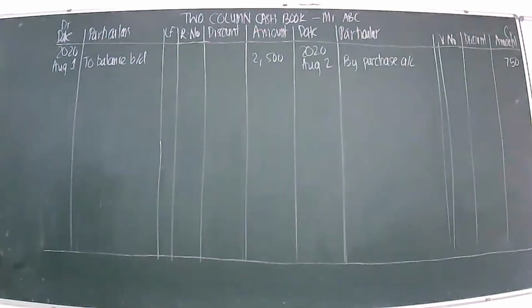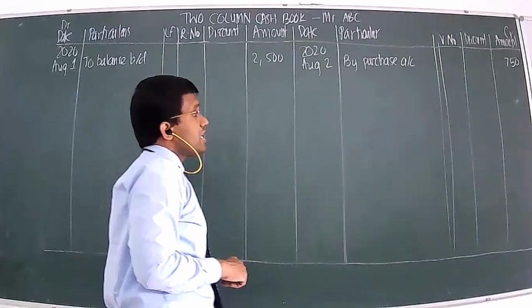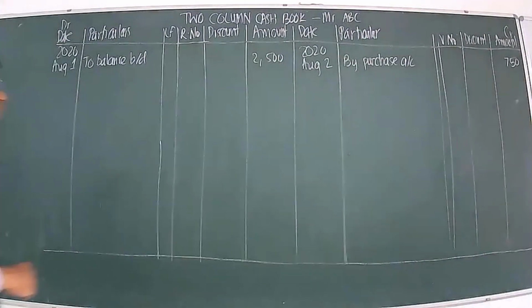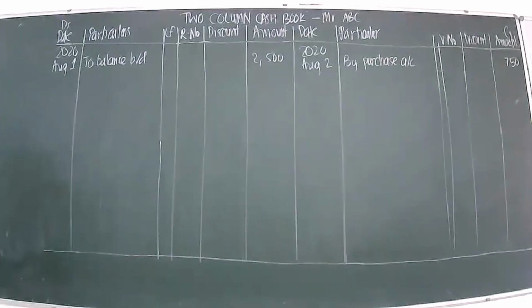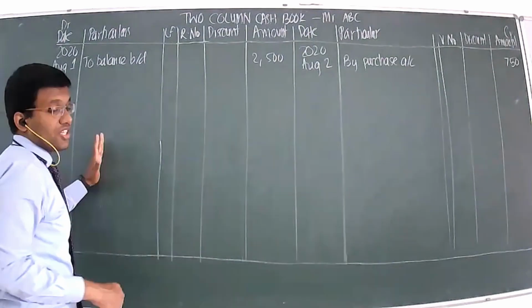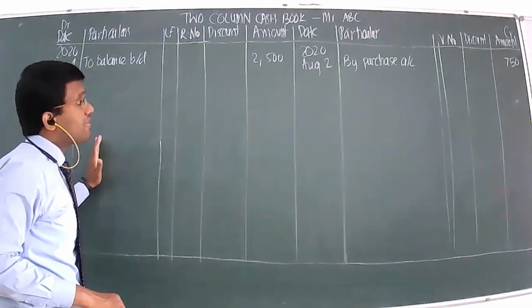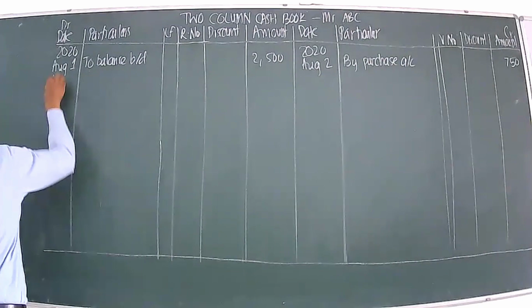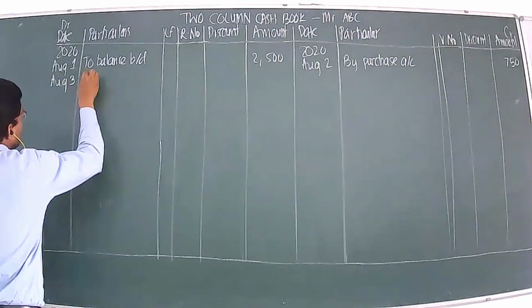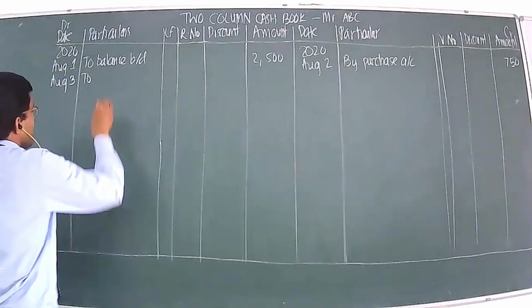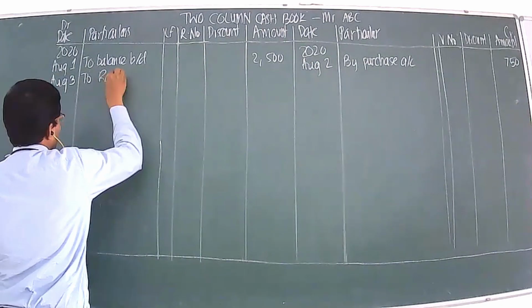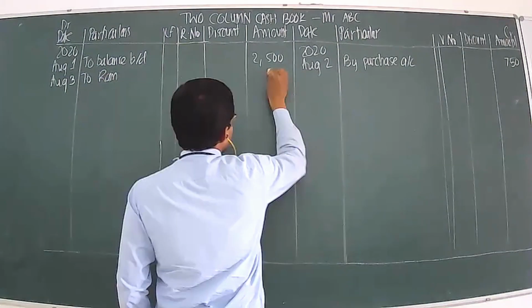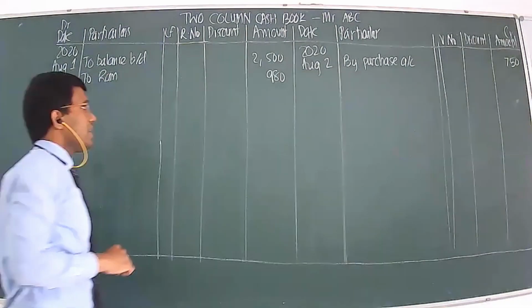Received from Ram rupees 980 and allowed a discount of rupees 20. So here what is happening is you're receiving some payment from Ram, and along with that you're giving him a discount. Now when you are receiving cash, remember that transaction has to be recorded on the debit side. So August 3rd, now who's paying the money? Ram is paying the money. And how much is Ram paying? Ram is paying 980.